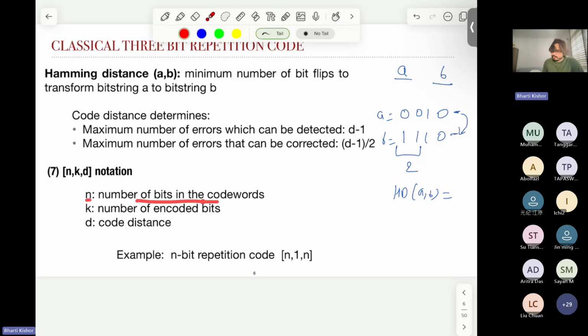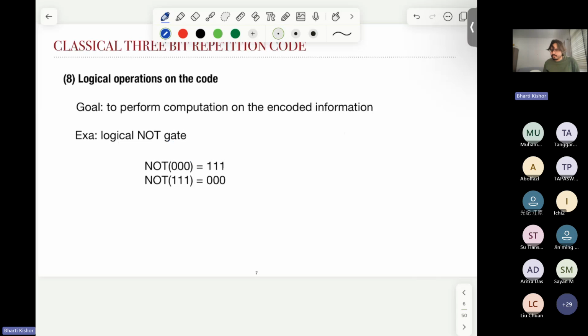So n is the number of bits in the code word, k is the number of encoded bits, and d is the code distance. So for an n-bit repetition code, this basically becomes [n, 1, n]. And let's say if you are doing a 3-bit repetition code, it's basically [3, 1, 3]. Okay, so that's what the encoding notation is.